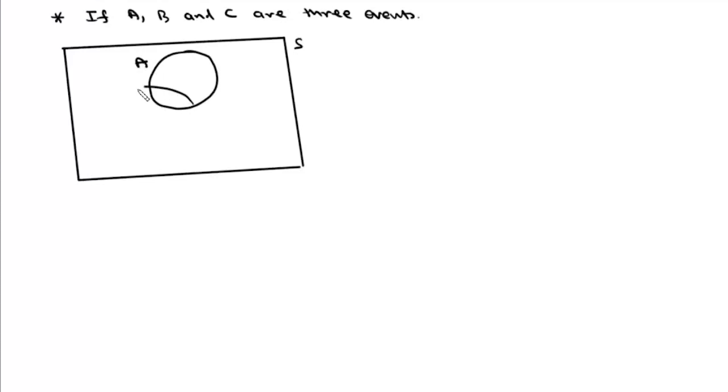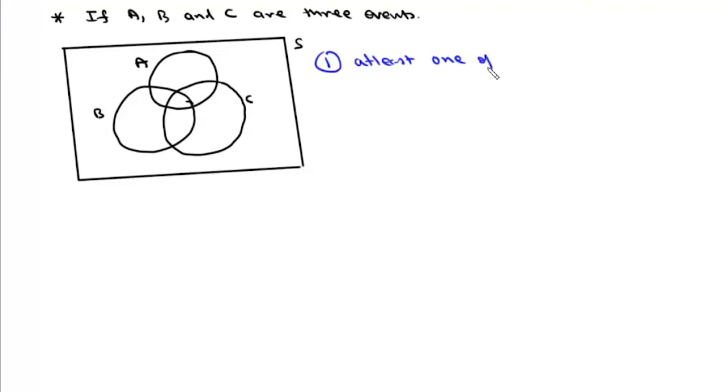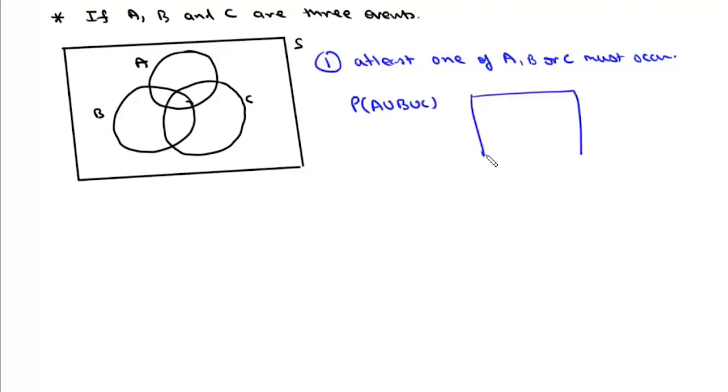This is A, this is B, and this is C. Now the first one is probability that at least one of A, B or C must occur. So here we are talking about probability of A union B union C, and it is represented by this region.